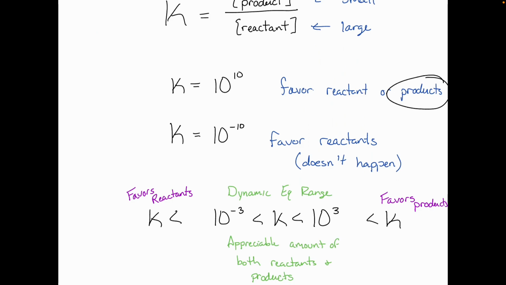But anyways, that middle range is the pain in the butt range, right? So if you can reasonably approximate that your reaction goes to completion, your life is so much easier. So that's why we would bother to have these little cutoffs instead of just treating everything as an equilibrium or a dynamic equilibrium.